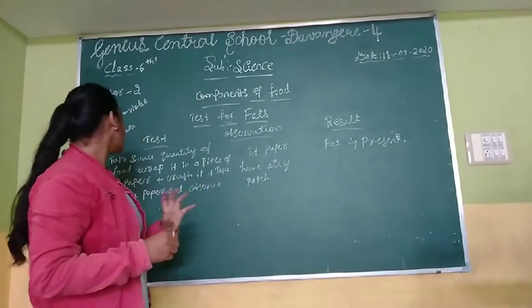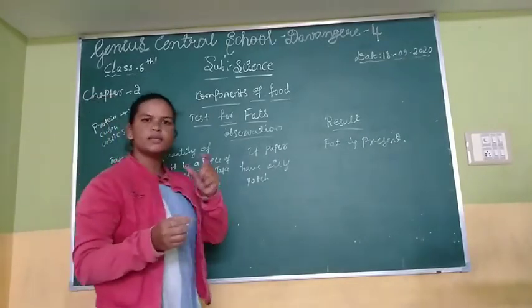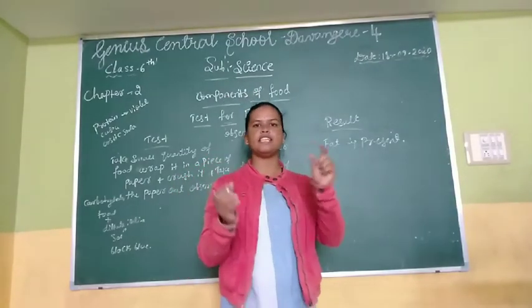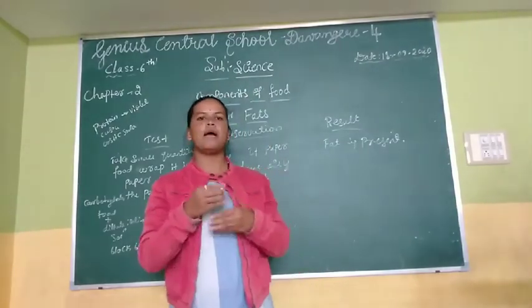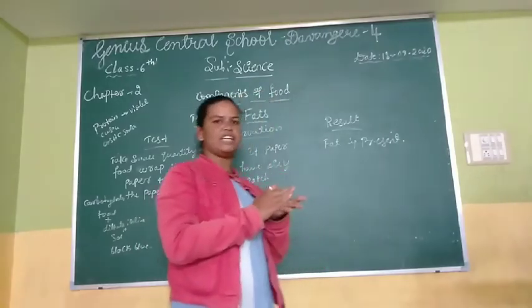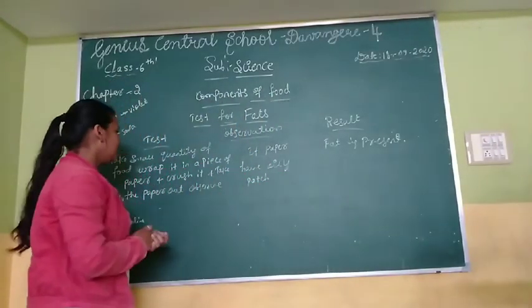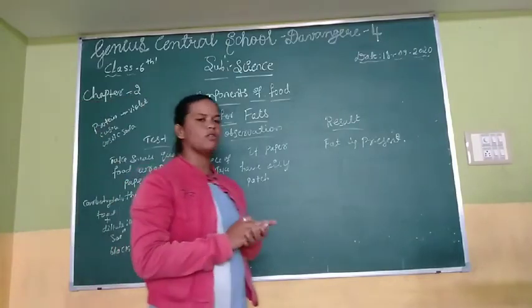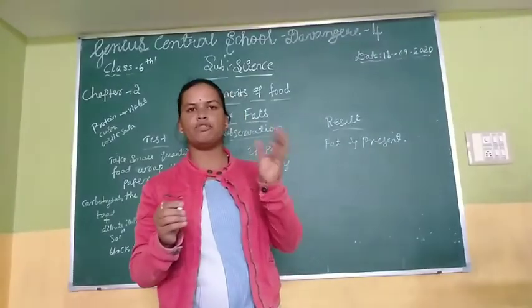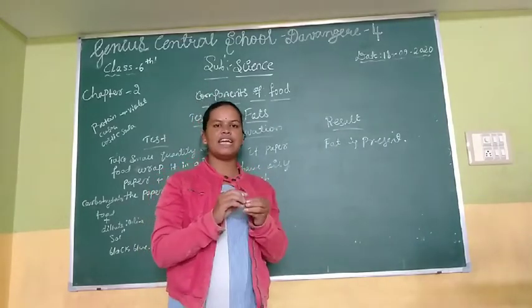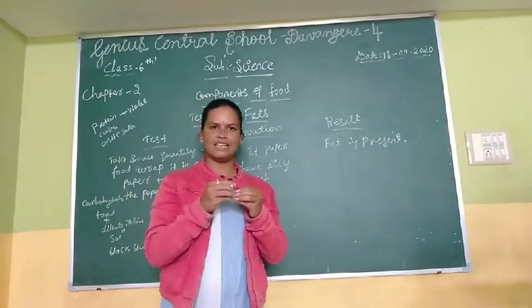How to do the test for fat? Take a small quantity of food. Wrap it in a paper and crush it. Take the paper out. Understand? Take the given foodstuff, wrap it in a paper, crush it, and take the foodstuff out slowly.